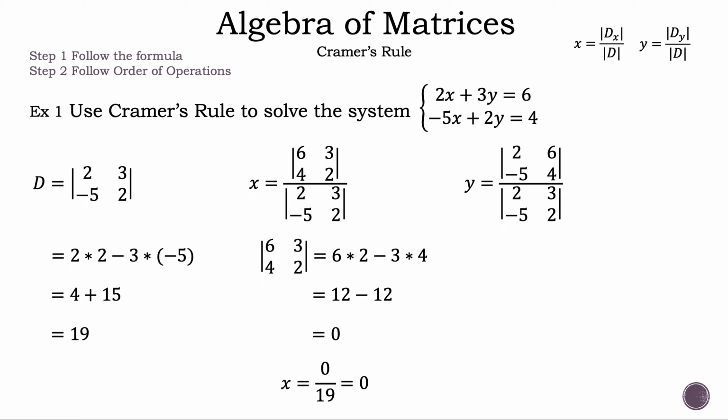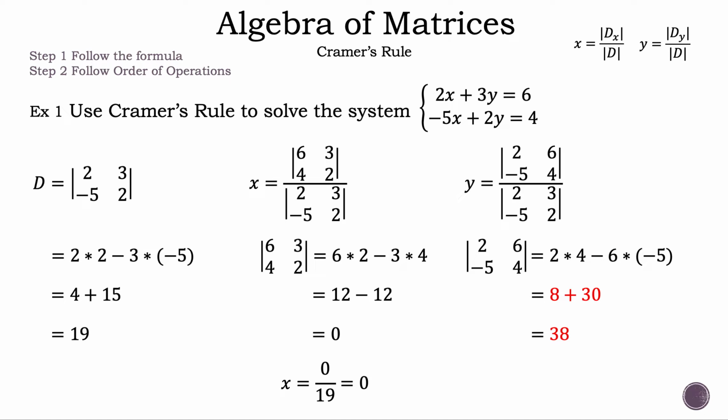Now let's find the y part of our ordered pair by finding the determinant sub y by multiplying 2 times 4 and subtracting 6 times negative 5. And now we have 2 times 4 minus 6 times negative 5, and 2 times 4 is 8, and minus 6 times negative 5 is positive 30. And now we have 8 plus 30, and the result of that is 38.